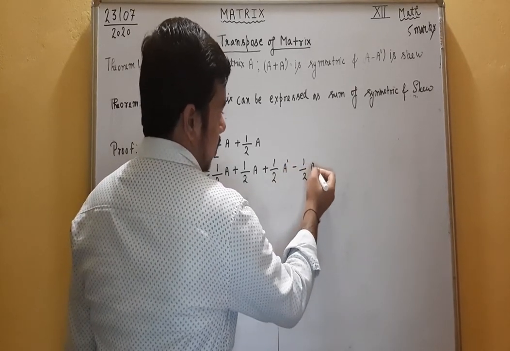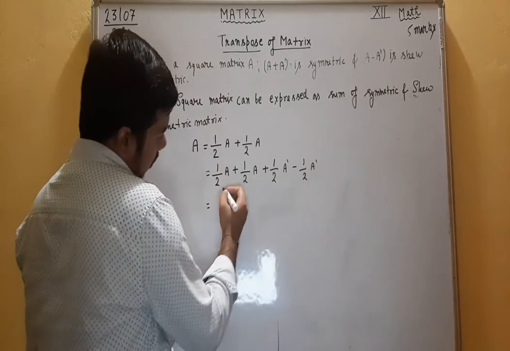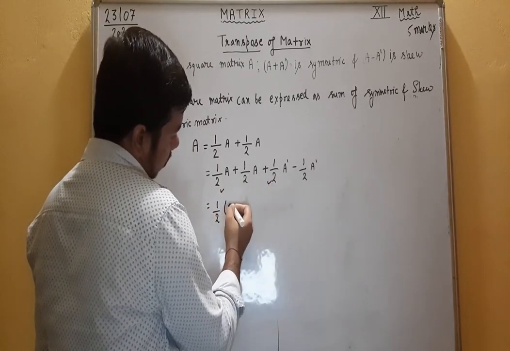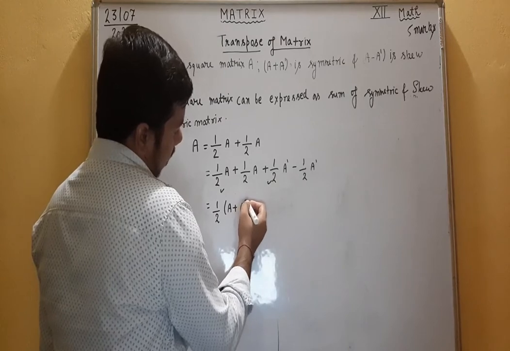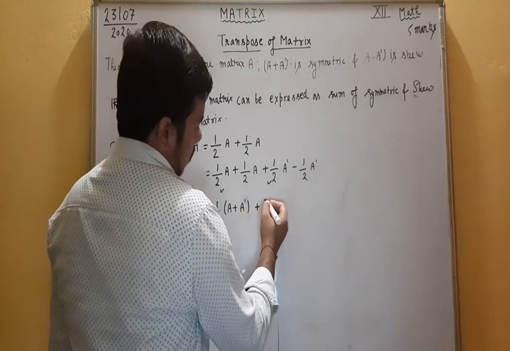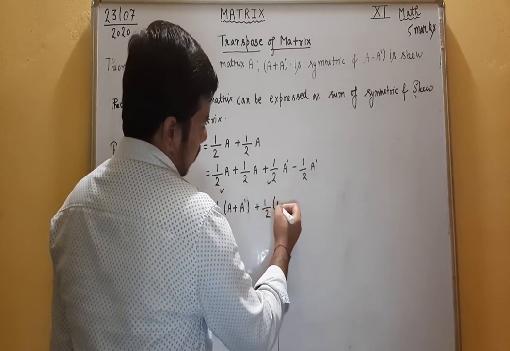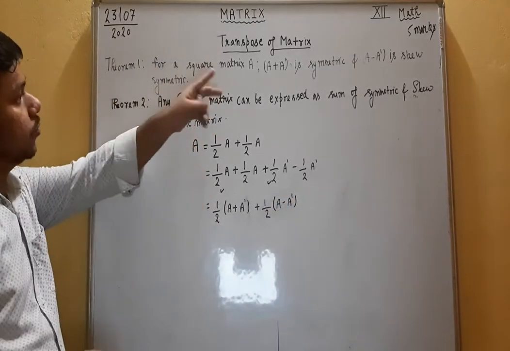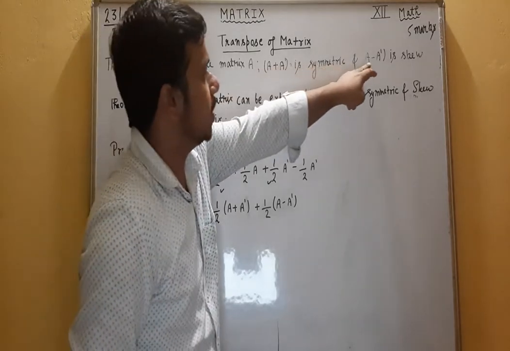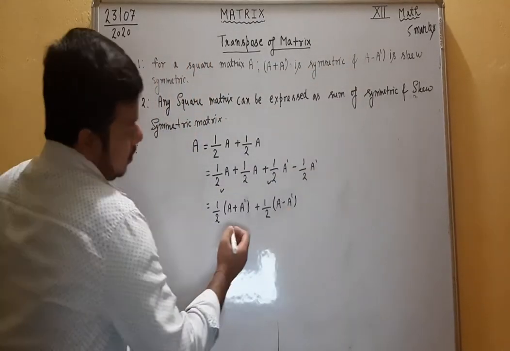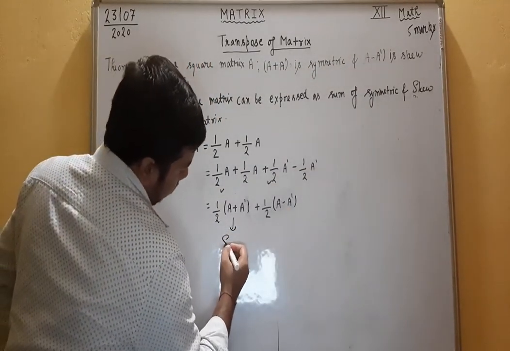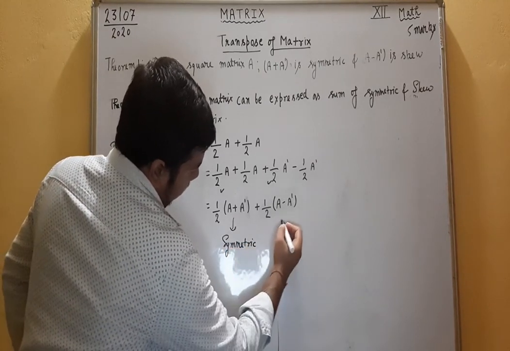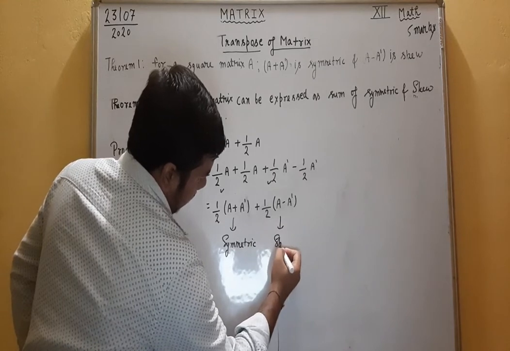माइनस कर दिया, राइट? अब क्या किया नेक्स्ट लाइन में, इन दोनों टर्म्स को एक साथ लिया बेटा, दोनों में 1/2 कॉमन है, आप 1/2 कॉमन ले सकते हो. 1/2 (A plus A dash) plus बाकी जो दो टर्म्स लेफ्ट हैं उसमें भी 1/2 कॉमन आ रहा है, (A minus A dash). और आपने पहली थ्योरम में बेटा प्रूव किया हुआ है A plus A dash is symmetric and A minus A dash is skew symmetric, means this thing is symmetric and this is skew symmetric, right?